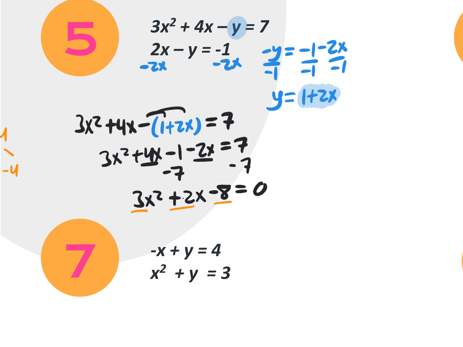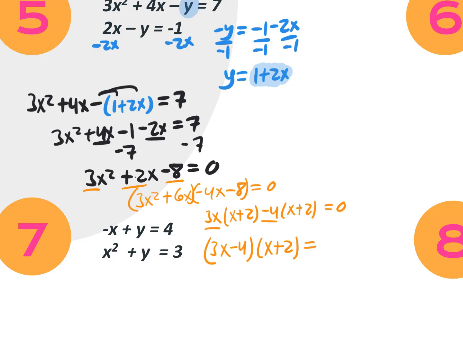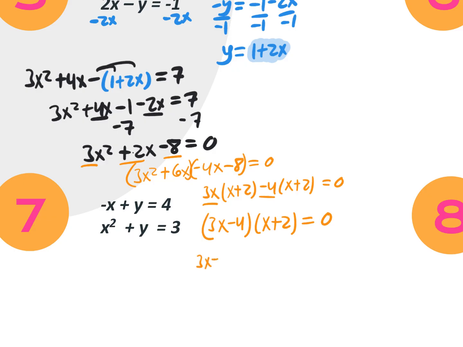So a couple ways that you guys could do it. I think I showed you guys grouping. So I'm going to do a 3x squared plus 6x minus 4x minus 8. Then you can group the first two, group the second two, and then you can take out a GCF from the first group. It's going to be 3x and an x plus 2, and in the second group, you can take out a negative 4. And then 3x and negative 4 become their own factor. x plus 2 shows up once. So this quadratic equation is going to factor as follows. And then from here, you just need to set each of your factors equal to 0.